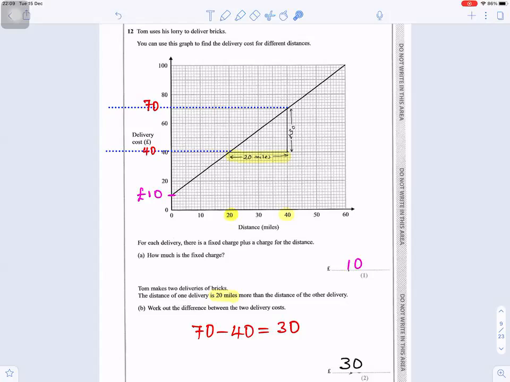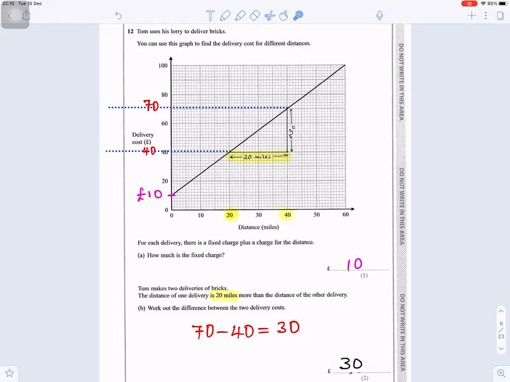Question number 12. Tom uses his lorry to deliver bricks. You can use this graph to find the delivery cost for different distances. For each delivery, there is a fixed charge plus the charge for the distance. How much is the fixed charge? So if you look at where the graph starts on the y-axis, the y-axis is the delivery cost. It starts at 10 pounds. So the fixed charge is 10 pounds. That's where it starts.